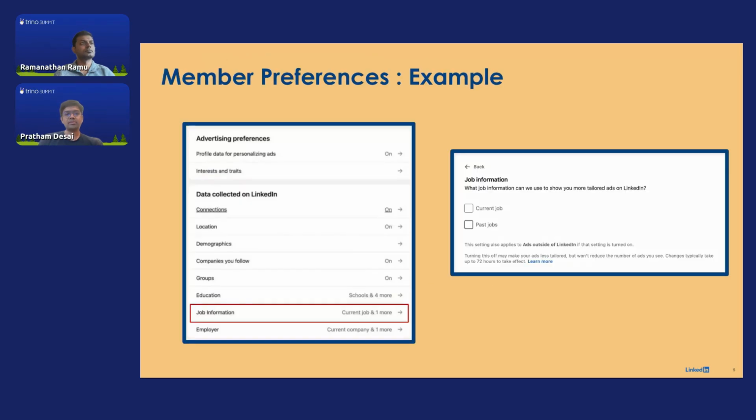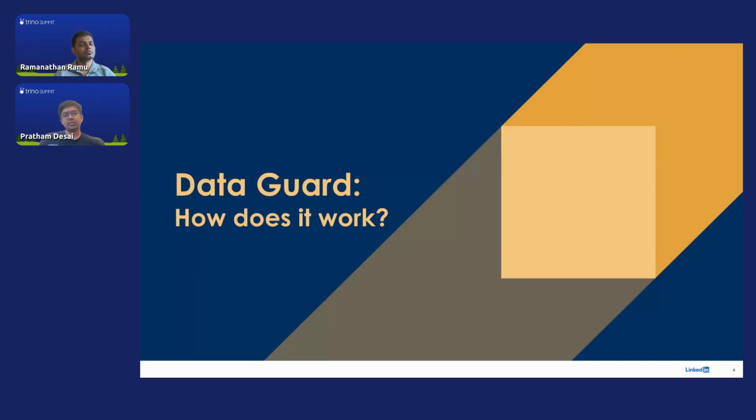With these concepts, this is an example of member preferences. If you go to your LinkedIn account, you will be able to see these knobs where you can control what kind of information on your profile can be used for what purposes and features at LinkedIn. Moving on, let's talk about how this works. We refer to this solution as Data Guard.